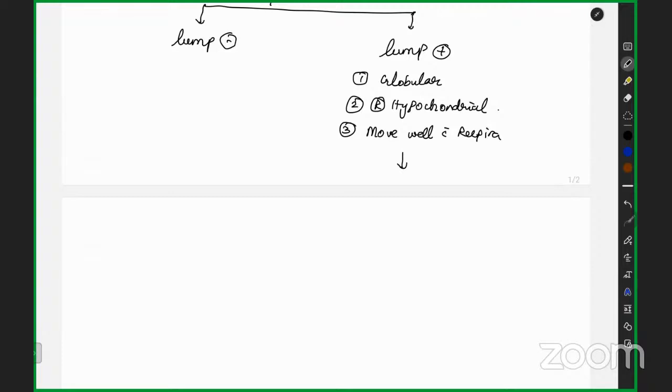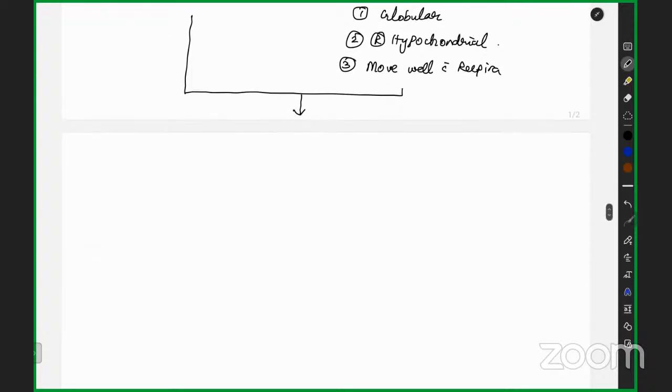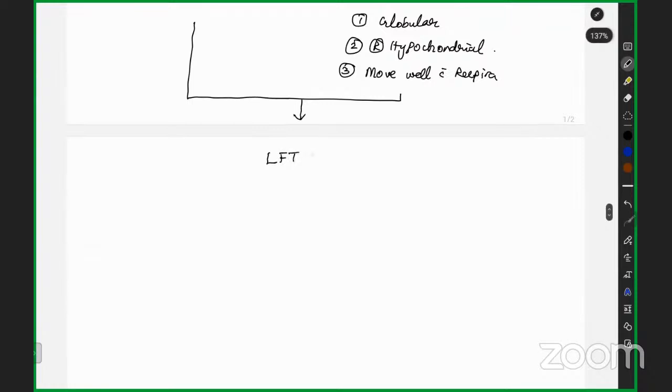So you want to confirm your diagnosis, isn't it? So what you're going to do, even if the lump is negative or if the lump is positive, the next step is going to be LFT and USG.